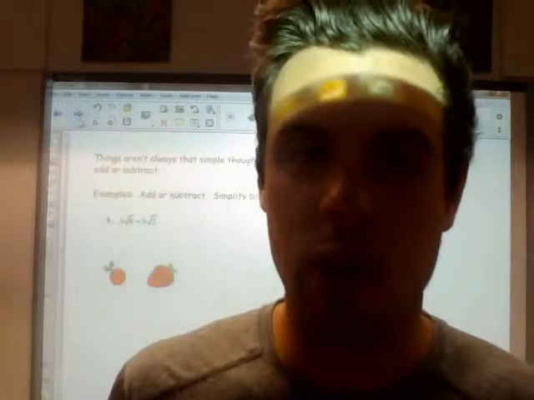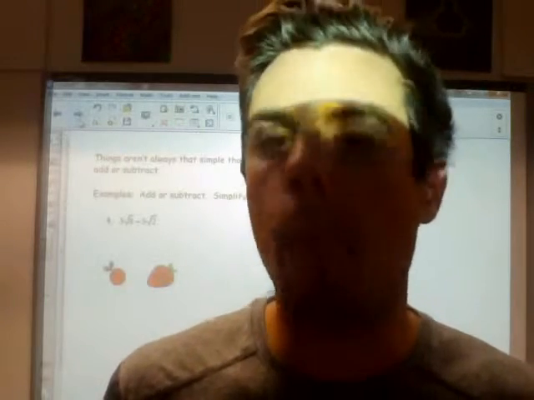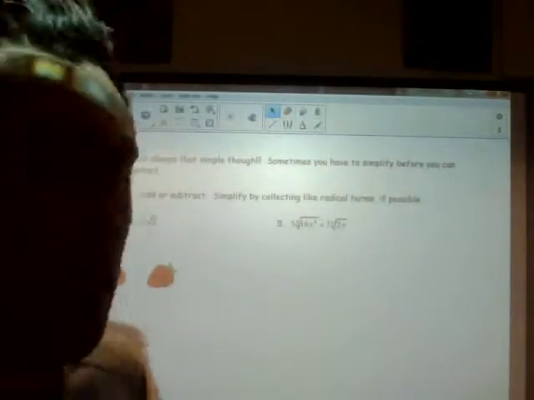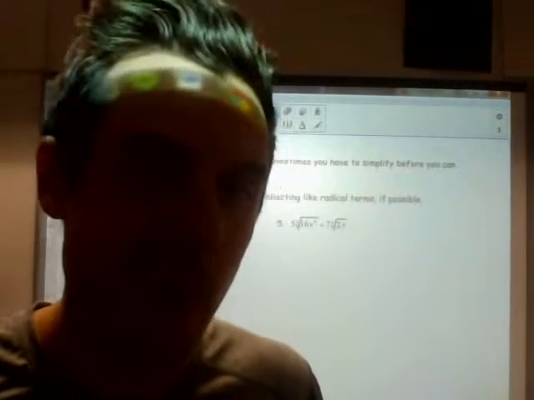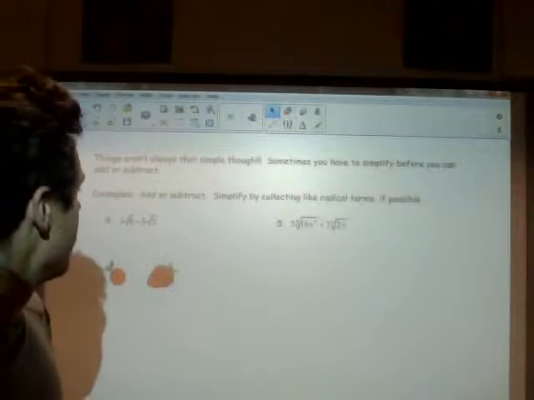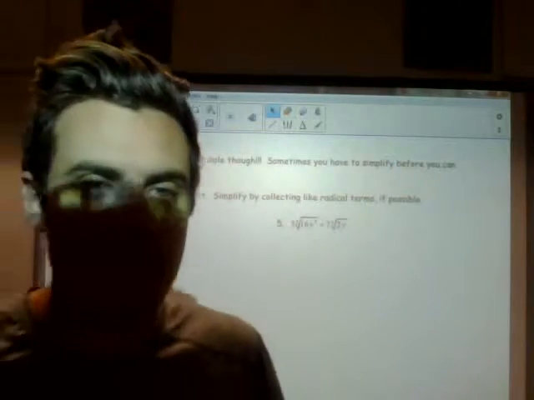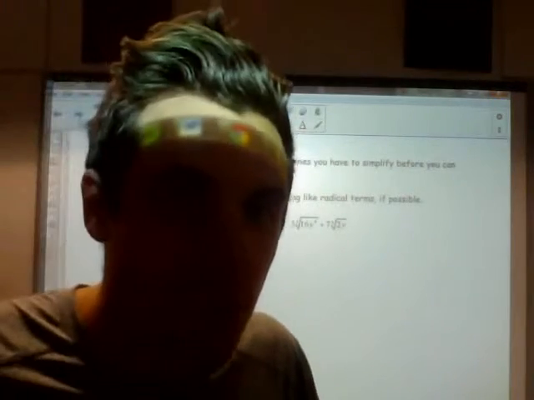I hate to break it to you. It's not always this simple, all right? But here's what we're going to do. Sometimes you have to simplify first before you can add or subtract. Like number 4. Number 4 says 3 root 8's minus 5 root 2's.